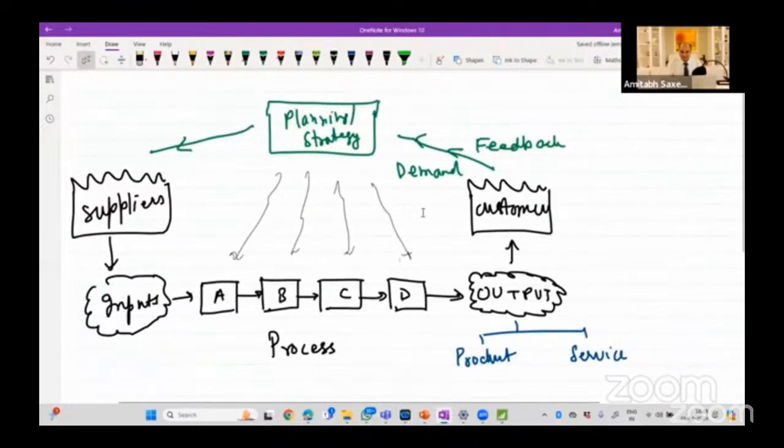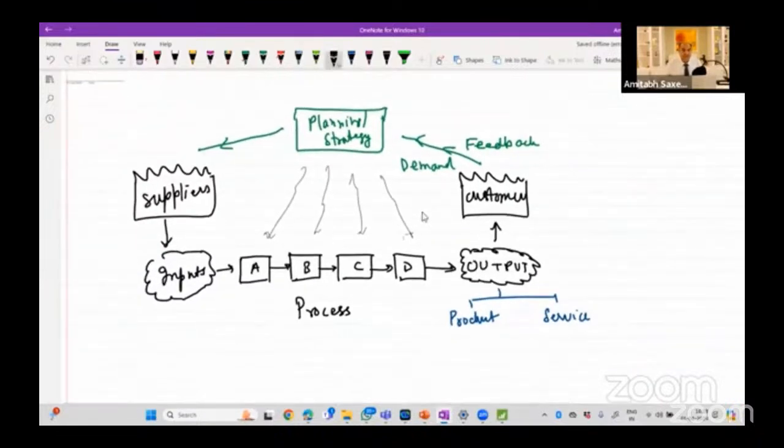Now, coming back, this was also given by Dr. Deming, and it has got another very popular name. Anyone can guess?